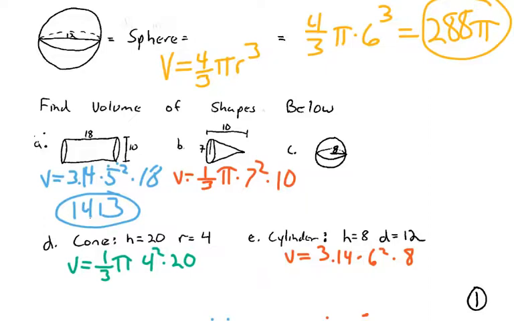When you do that, you end up getting volume equals 163.3 repeating pi. Okay, and that's your final answer. Just leave it as is.